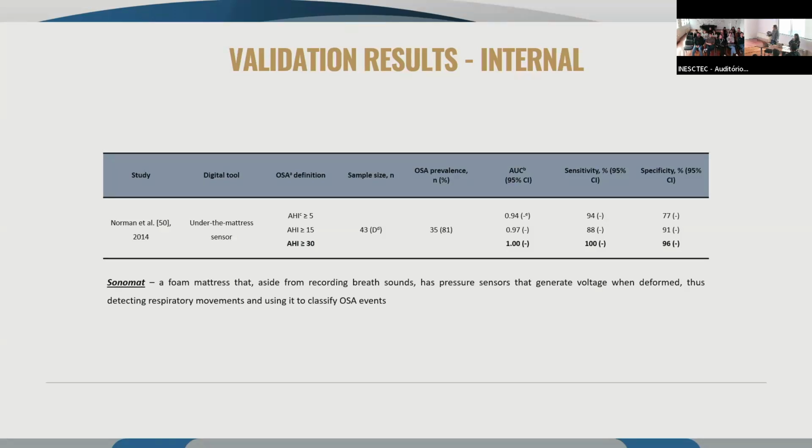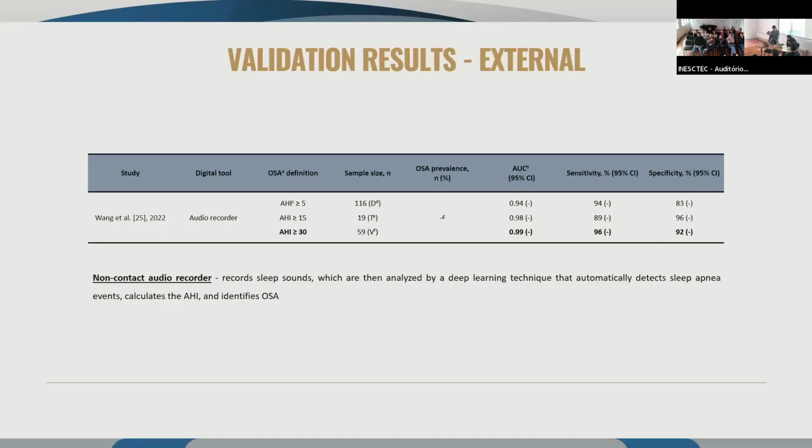And basically the sensor was a foam mattress, so it was an entire mattress that, aside from recording the breath sounds to identify the respiratory events, also has pressure sensors that can determine if you are lying belly down, belly up, or laterally. It says that they generate voltage when deformed, and that way they can classify the events. Okay, basically, this is the best one done with internal validation, and it was cross-validation.